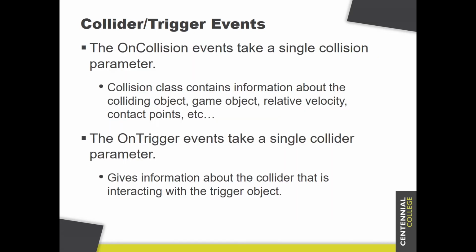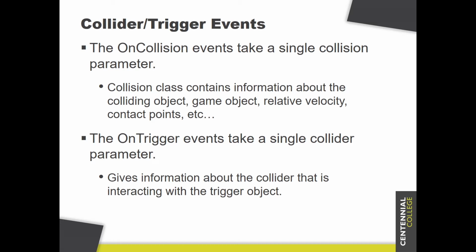And this is what I've already mentioned. The on-collision events take a single collision. A collision class contains information about the colliding object, the game object, relative velocity, contact points, etc. An on-trigger event takes a single collider parameter, which gives information about the collider that is interacting with the trigger. All right, so the collision will give you a little bit more information as far as the velocity of the two objects and everything else are concerned, whereas the trigger just says, hey, there's a collider in here, and it'll tell you exactly what that collider is. That's the difference in the two, really.